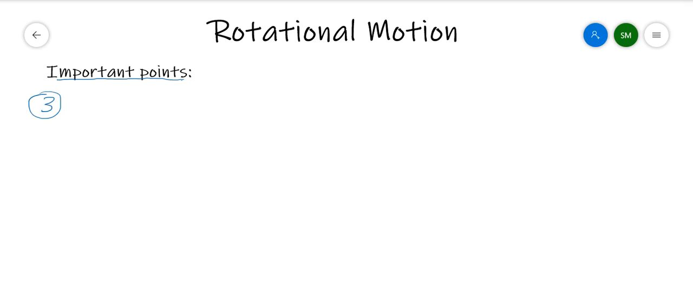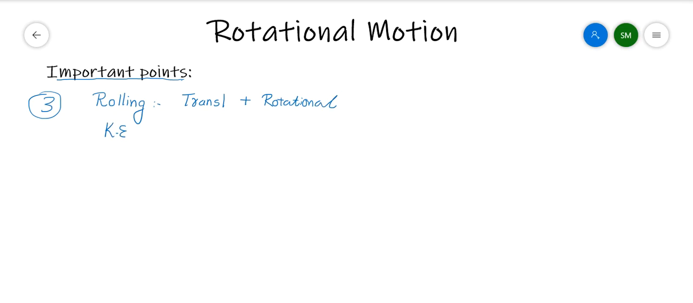Okay, so the next important point is regarding rolling. Let's discuss. As you know, rolling is a type of motion which is a combination of translational plus rotational. So rolling is a combination of translational as well as rotational.